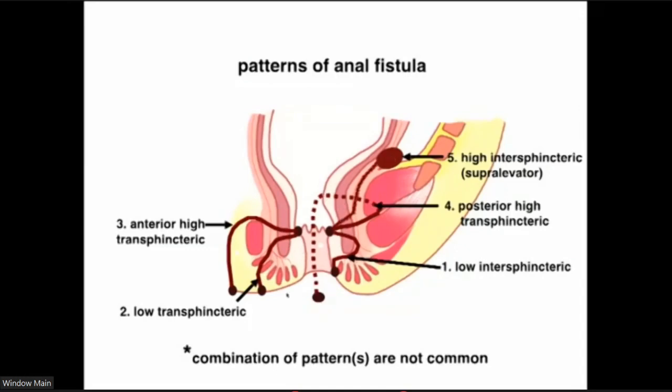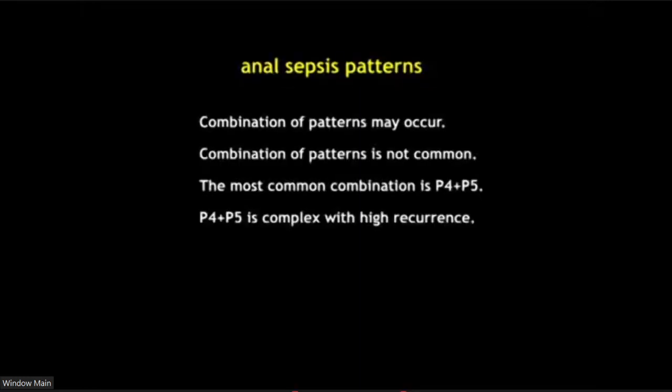Of course, combination can occur. 1 can mix with 2, can mix with 3. It's more flexible. We can classify any fistula if we have the combination types. So combination can occur, but it's not common. The most common combination type is pattern 4 plus pattern 5. And pattern 4 plus pattern 5 is complex, highly recurrent, and needs attention.